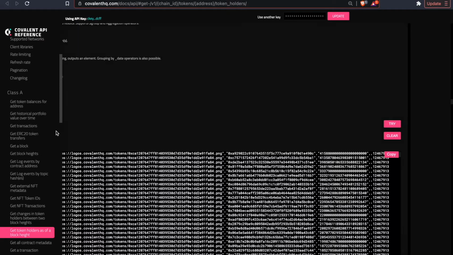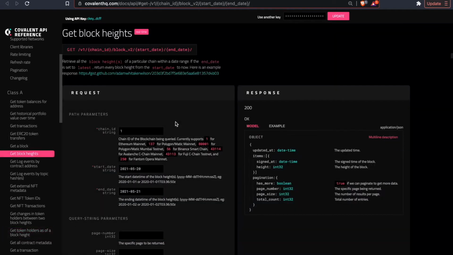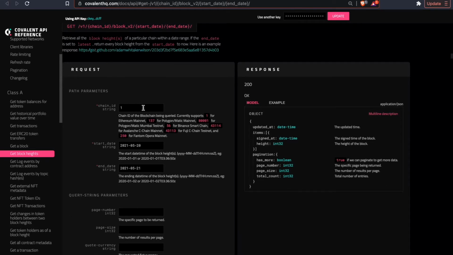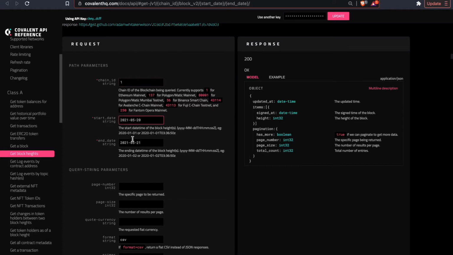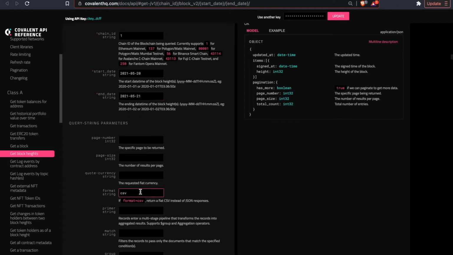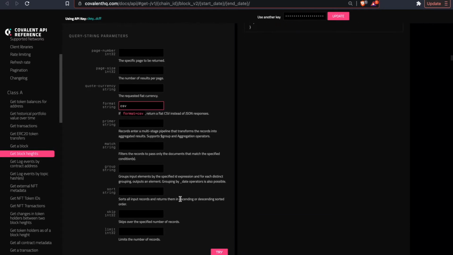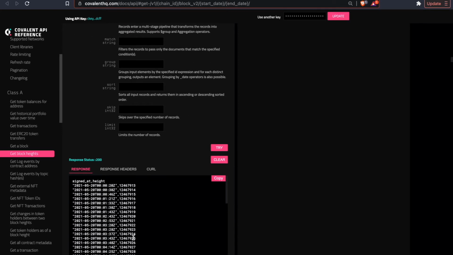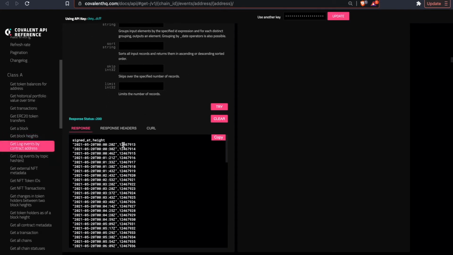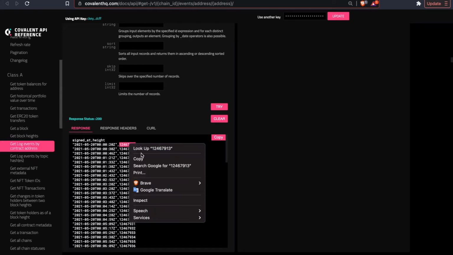The first thing you need to do is to use their class A endpoint, get block heights, and this is just so you get the block height for the date that you're looking for. For the path parameters, you put in 1 for Ethereum. I put the start and end date as May 20th, and then the next day. You can format it as a CSV, else it'll just output as JSON, which you can also work with. So you click try, and then you get this response. I'm just going to use the first one here.